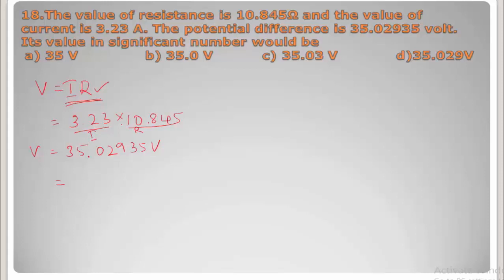Which one has the least significant figures? Current. So how many significant figures are there? 3.23. Current has only 3 significant figures. So we must also write it as 35.0 volt, which has only 3 significant figures. It means the result must have the least number of significant figures among the two numbers I and R. So the answer is option B.